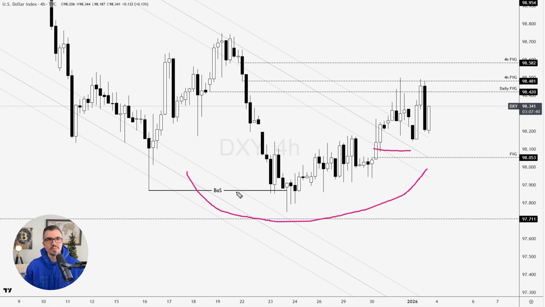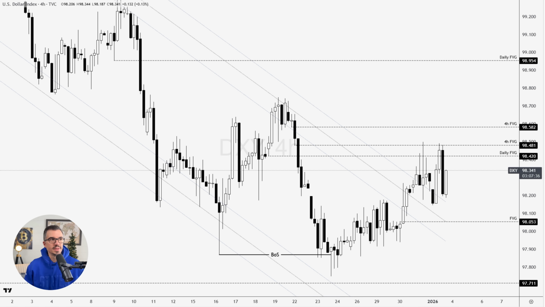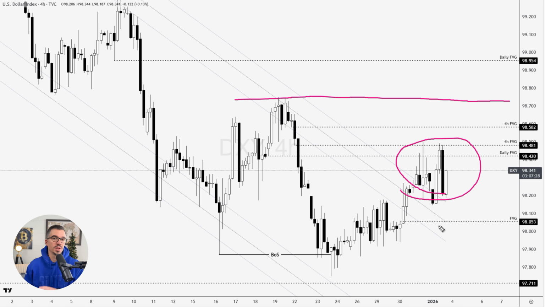So keep that in mind. But ultimately, in terms of the actual structure here, it's going to come down to this high up here. Okay, so I want to be very clear that looking at this acceptance above the top of that distribution channel we just looked at, that is not enough for me to get bullish on the US dollar.